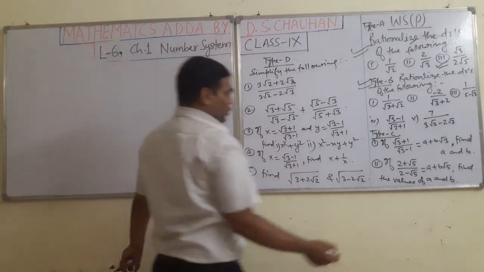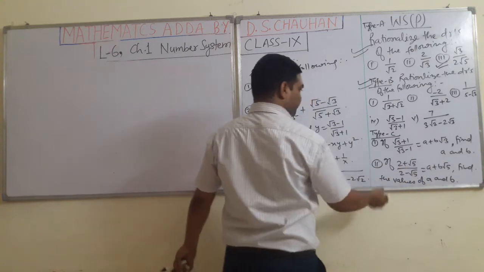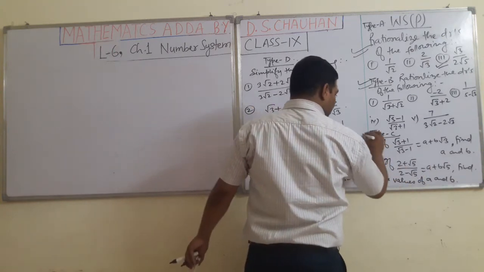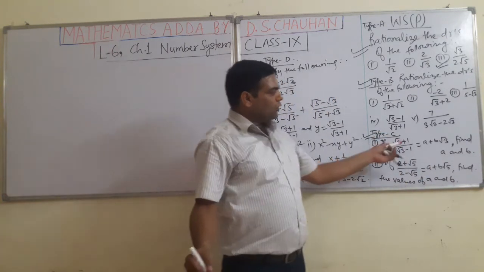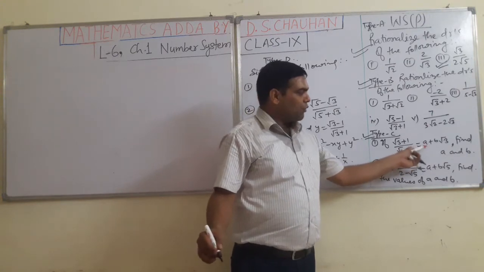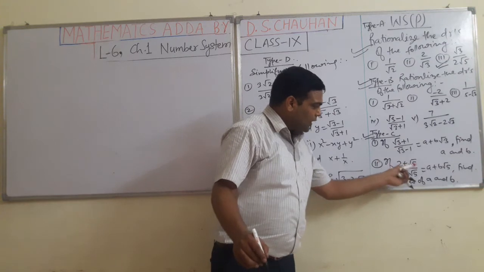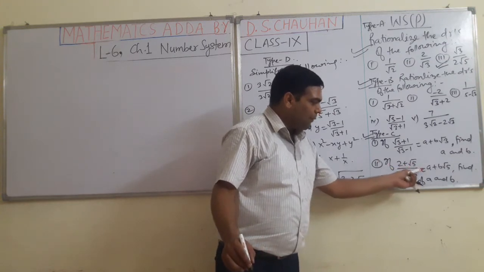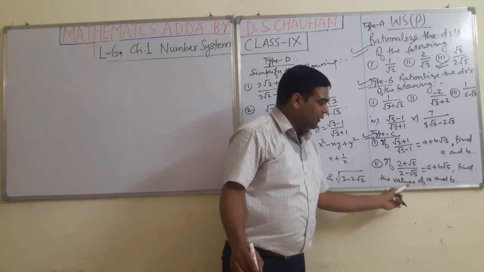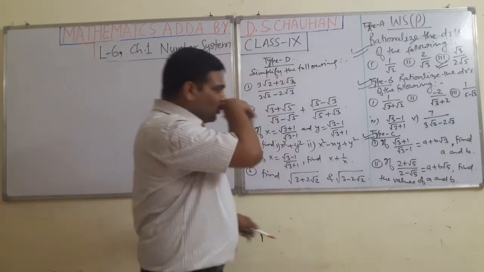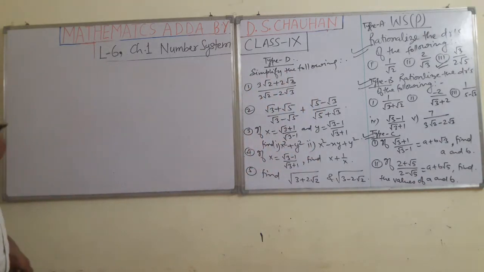Suppose students, you have to do this question. Here, type C. If under root 3 plus 1 upon under root 3 minus 1 equals a plus b under root 3, find a and b. If 2 plus under root 5 upon 2 minus under root 5 equals a plus b root 5, find the values of a and b. See how to do such type of question? I am telling you.